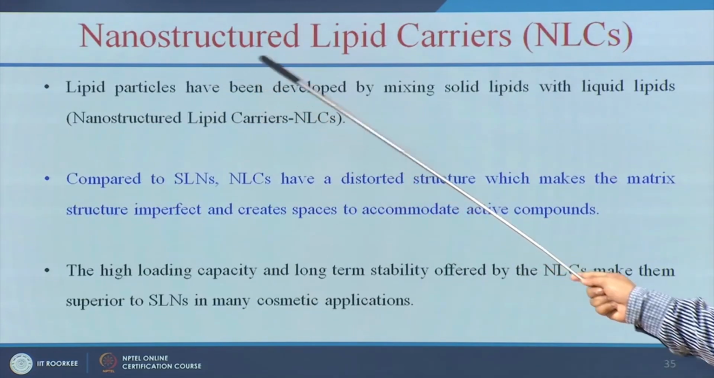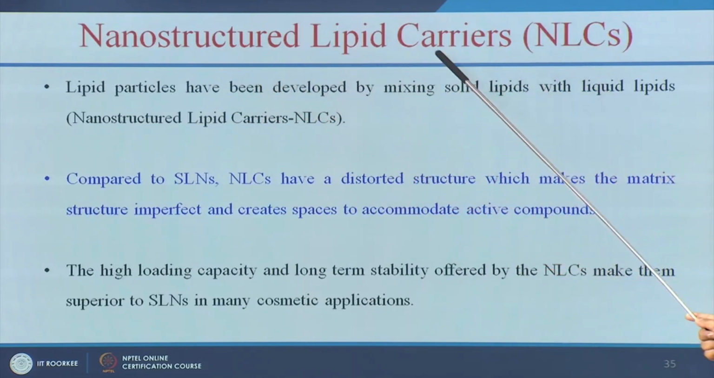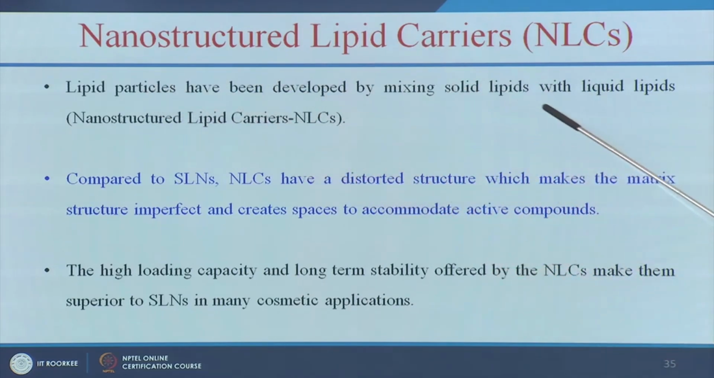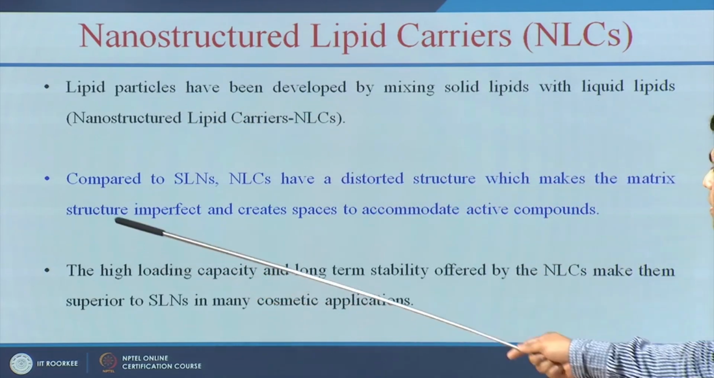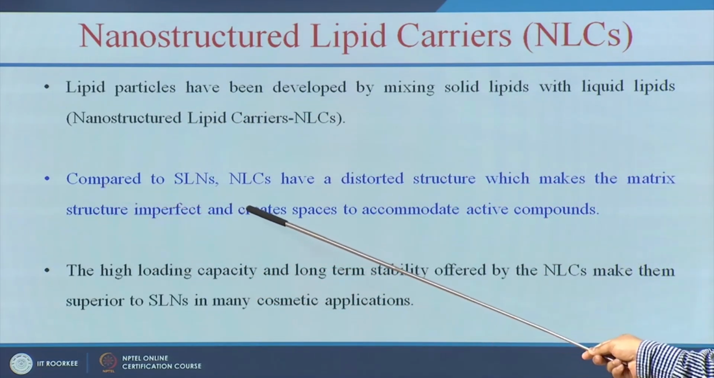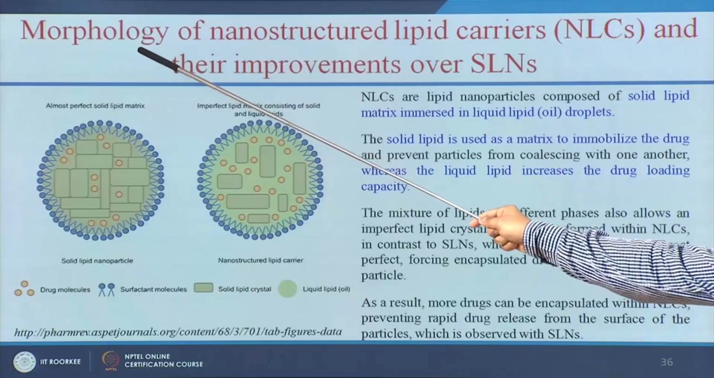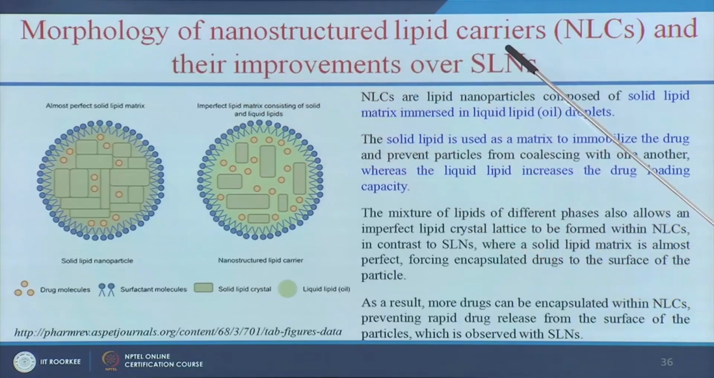So, let us see what nanostructured lipid carriers are. This is also similar to solid lipid nanoparticles, but here the lipid particles are developed by mixing solid lipids with liquid lipids. When compared to SLN, NLC have a disordered structure, which makes the matrix structure imperfect and creates spaces to accommodate the active compound. So, here we can have a high loading capacity and again long term stability when compared to SLN.